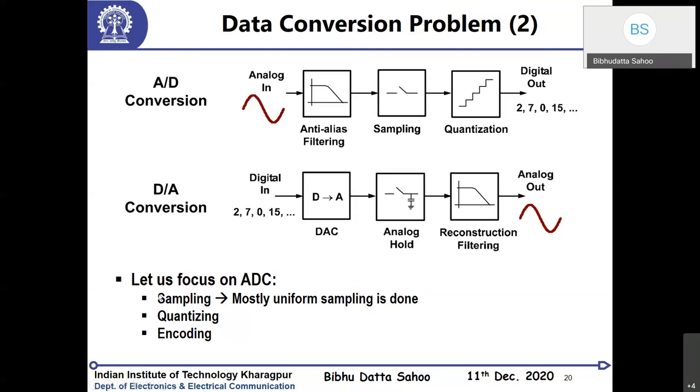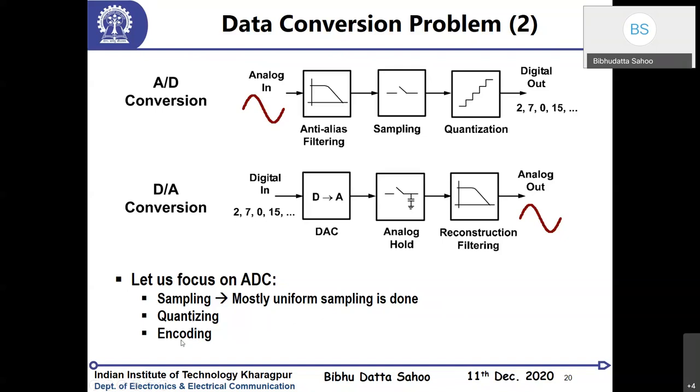Okay, so we'll focus on ADC sampling. Mostly uniform sampling is done. Non-uniform sampling becomes a different problem, and there is a lot of interesting work that has happened and is still happening in non-uniform sampling. In fact, in a lot of the ADCs that we realize, the time-interleaved ADCs, the timing mismatch boils down to something called non-uniform sampling. So you have to undo the effects of that, and that becomes a separate topic.